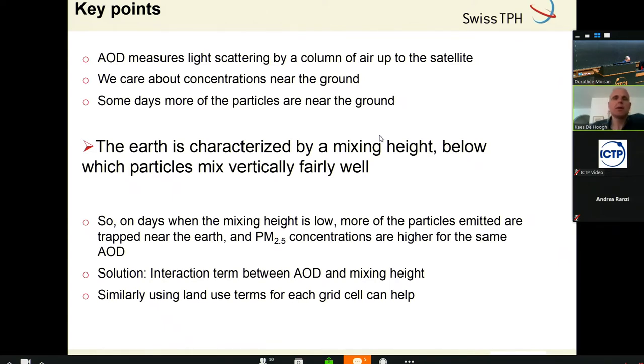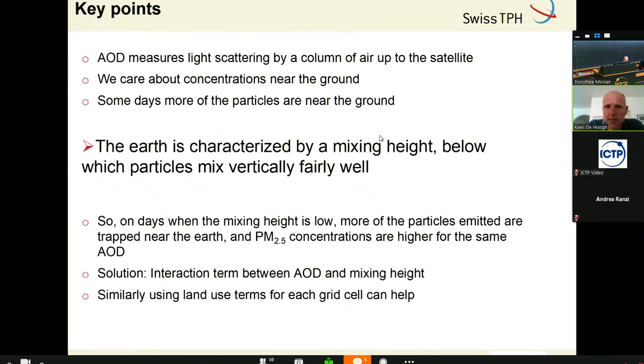So the key points here are that the AOD, as you remember from the picture I showed you earlier, will measure light scattering by a column of air up to the satellite. So it will measure AOD over the whole column. But we are only interested, of course, in concentrations near the ground. And some days we have more of the particles near the ground than other days. And this probably is related to the mixing height.